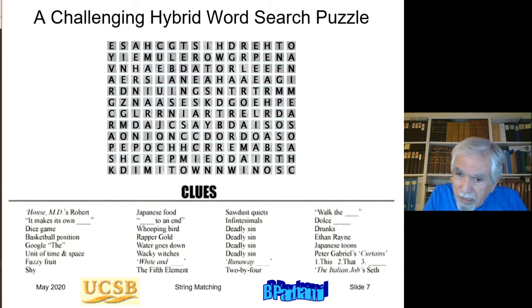And then the second clue says it makes its own blank. So how can you complete that statement? And then further down, 4 of the clues are deadly sins. So you have to find 4 specific deadly sins in this puzzle. The fifth element, and so on. So this is a little bit more challenging even than the USA Today version because it has a bigger grid, and also the clues are not as direct.